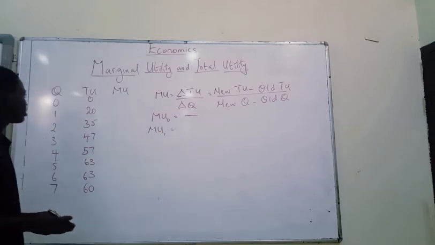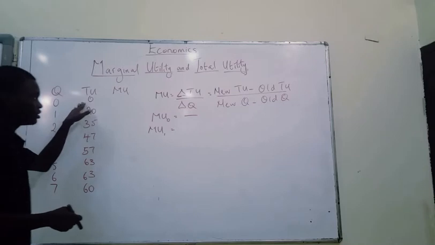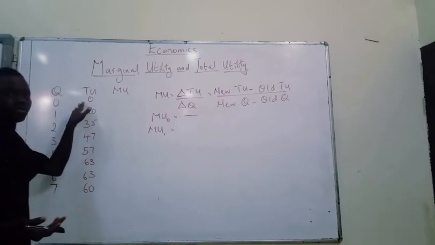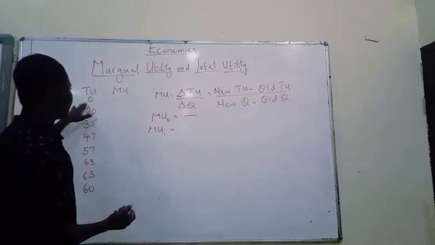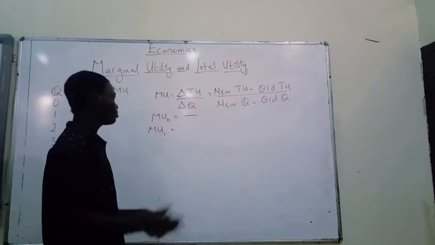So when we start from quantity zero, total utility is just zero. There is no new and old, so the marginal utility at quantity zero is simply a dash. We just put a dash there.